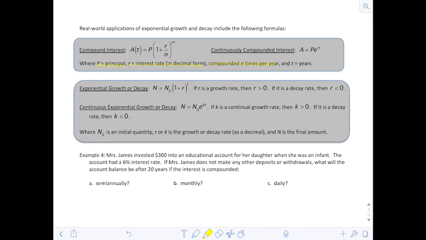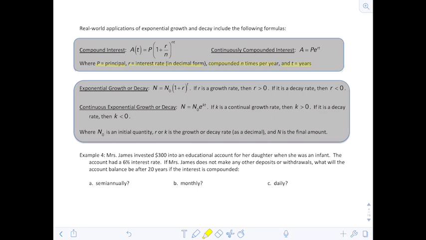You may remember n would be 12 if it was compounded monthly. n would be 52 if it was compounded weekly. n may be 4 when it was compounded quarterly, and so on and so forth. So it's however many times you're dividing up that interest and applying bits and pieces of it throughout the year. And then t in this equation is always in years.